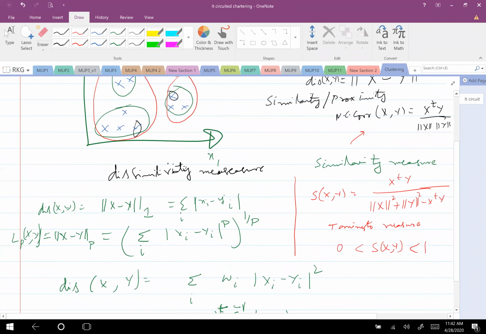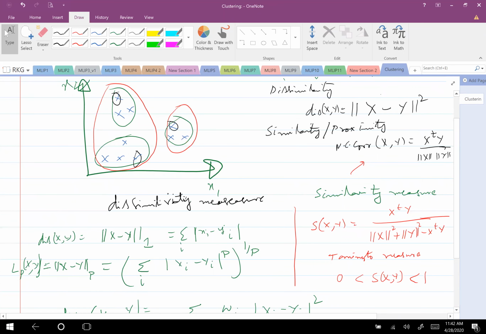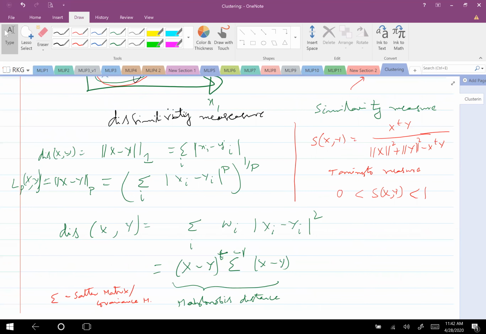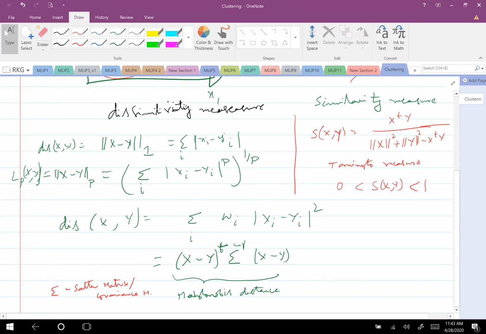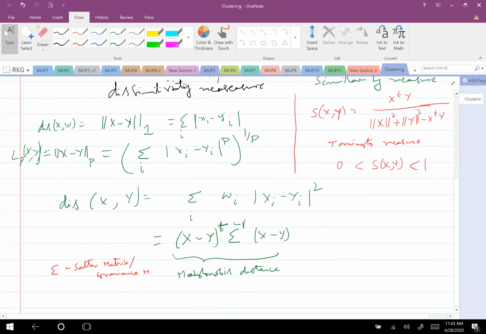What is the range of Euclidean distance? It can be 0 to infinity. So minimum value is 0 and maximum value is infinity. And 0 means what? Most similar. Here, what is most similar? When x and y are most similar, that means two samples are most similar.